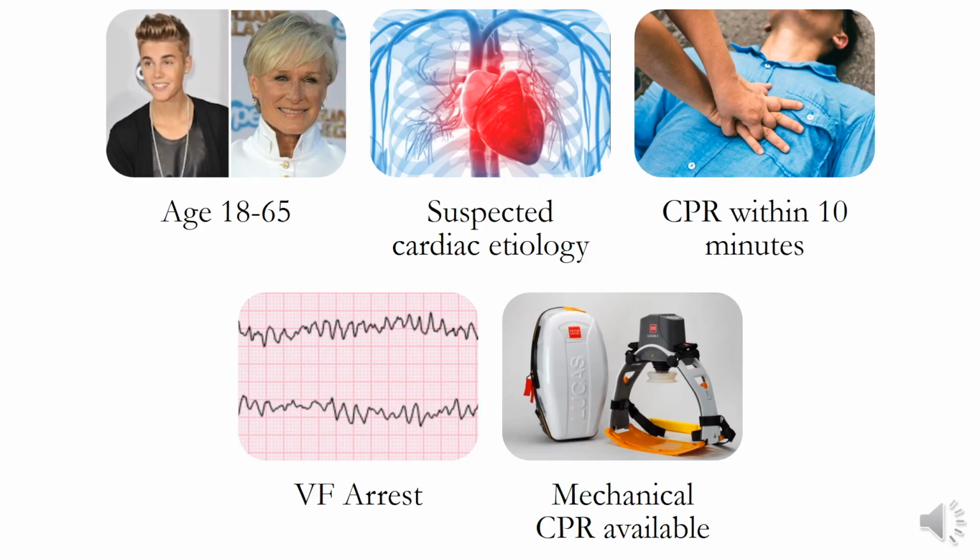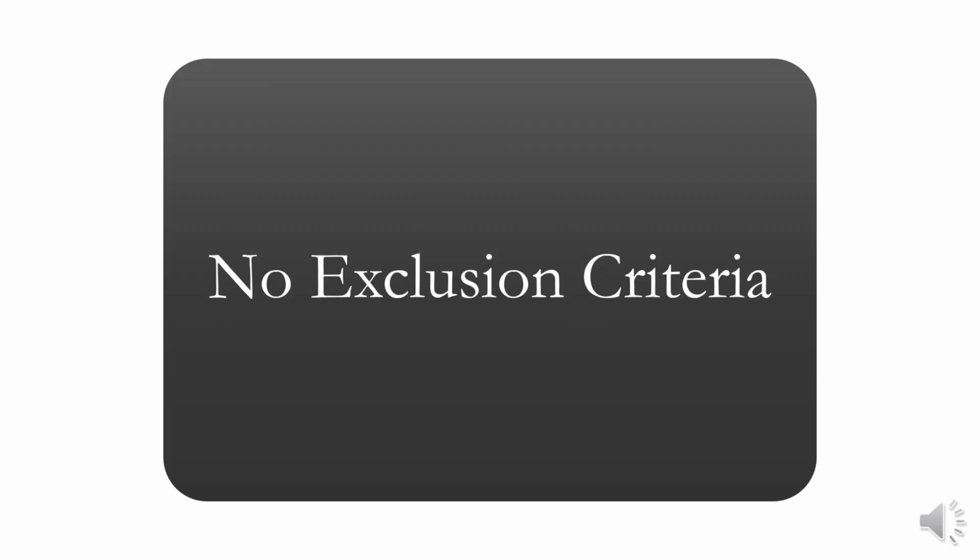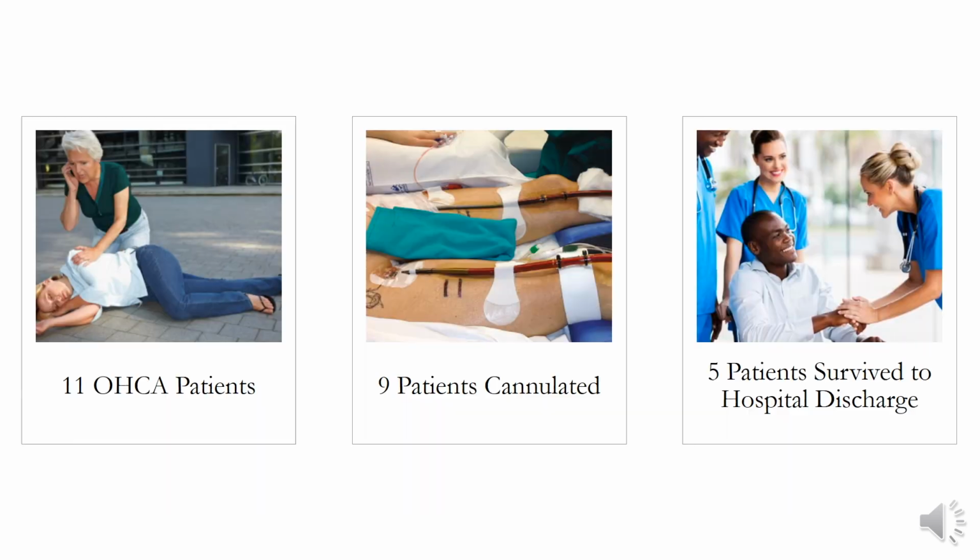They included an age of 18 to 65, a suspected cardiac etiology, CPR that commenced within 10 minutes, only VFib arrest patients, and they had to be able to have mechanical CPR. They had no exclusion criteria. However, patients with in-hospital cardiac arrest did exclude terminal illnesses such as stage 4 cancer or neurologic disability, end-stage renal disease. So my guess is that if any of that was known, then those patients would have been excluded.